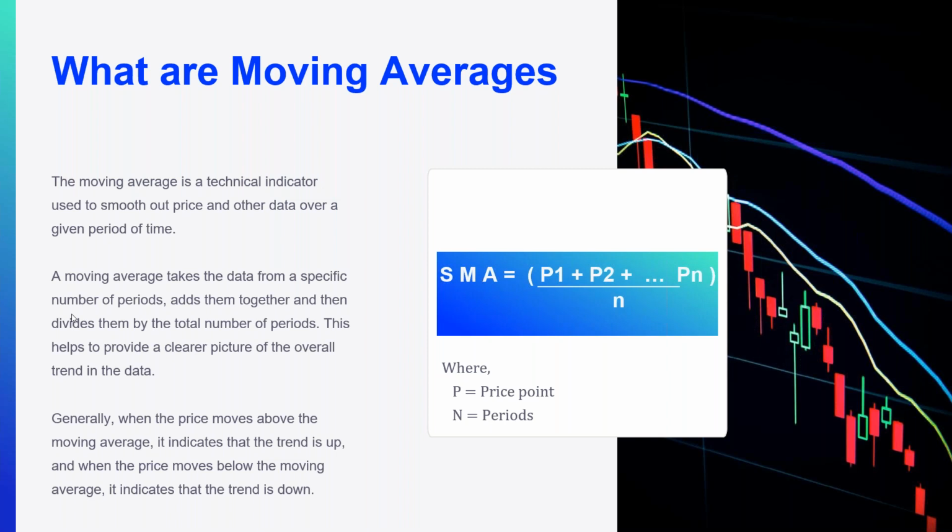Generally, when the price moves above the moving average, we say that the trend is to the upside, and when prices move under the moving average, we say that the trend is down. It also matters what period you're using, because if you are using a 2 or 3 moving average, that doesn't really tell you much about the trend.